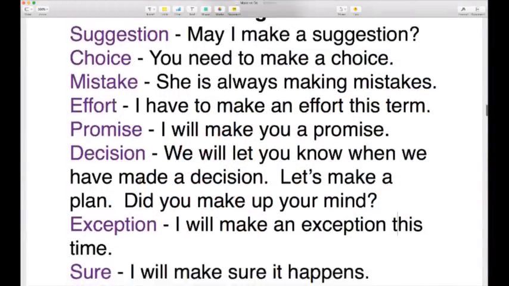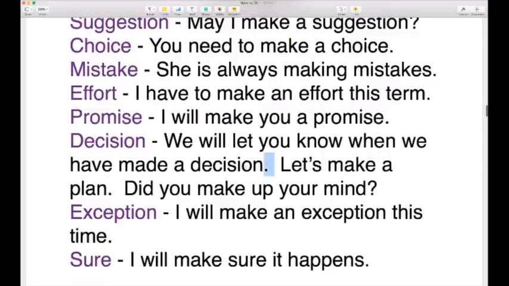So to make a decision, you might say, let's make a plan. So making a plan is similar to making a decision. So you say, let's make a plan. You don't do a plan, you make a plan. And you might say, can you make up your mind? Did you make up your mind? To make up your mind is to make a decision.